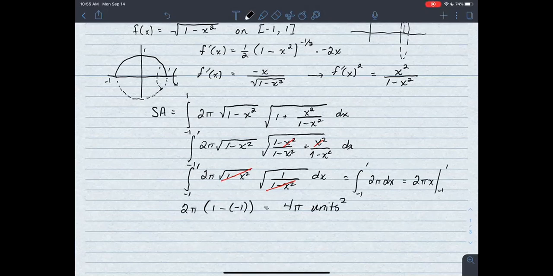4 pi square units. So the surface area of that sphere is 4 pi. And that actually fits because the surface area of a sphere is 4 pi times radius squared, and our radius was 1. So it actually checks with our formula from geometry. But now we can use that if we need the surface area of any strange thing. We got it. All right, let's go back.